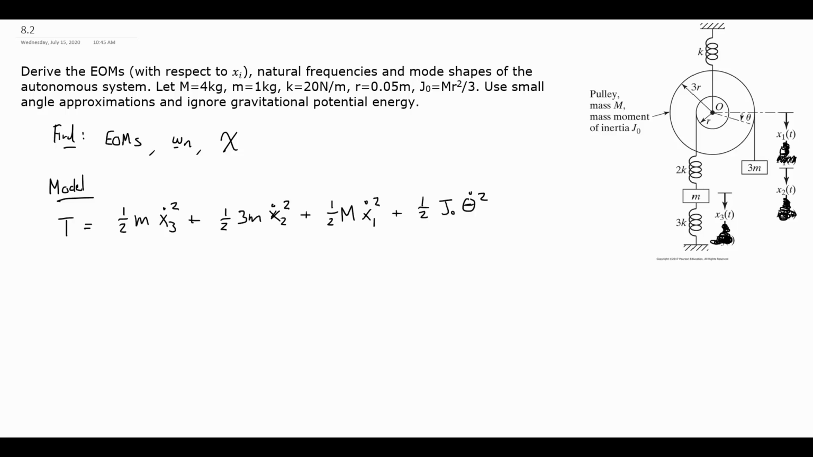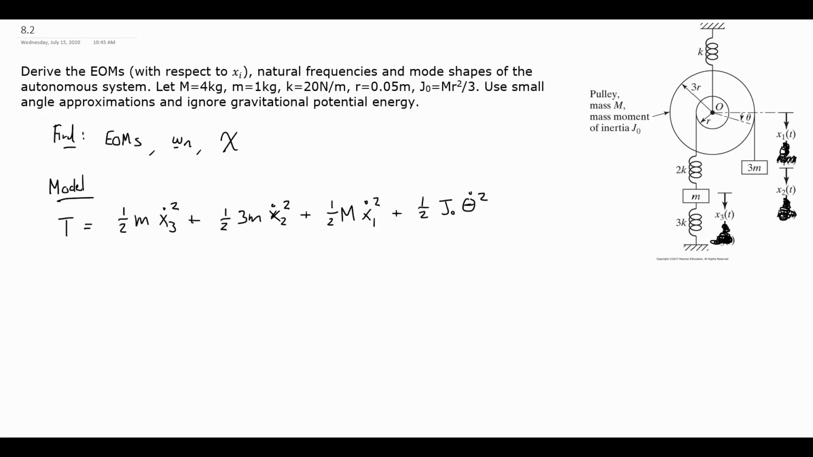But if we look at how the 3M block is attached to the pulley, it's just attached with that rigid wire or cable. There's not a spring between the 3M and the pulley. So if we look at what the behavior of x2 looks like, it is not independent. We cannot hold x2 at 0 and then freely move the rest of the system.